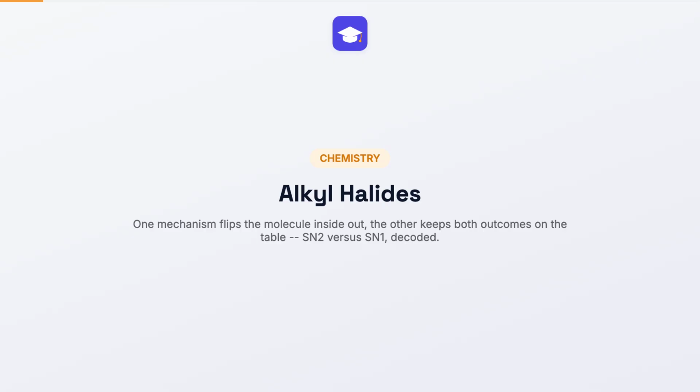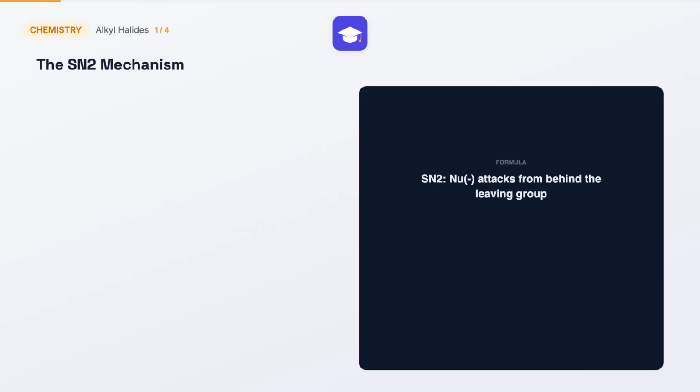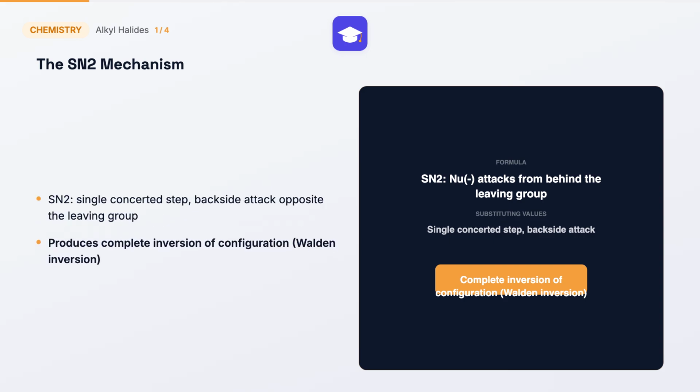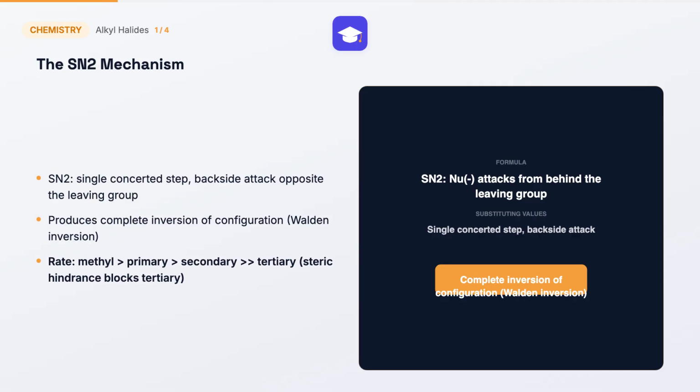Today's topic is nucleophilic substitution reactions and their stereochemical aspects. Let's begin. In an SN2 reaction, the incoming nucleophile attacks the electrophilic carbon from the side directly opposite the leaving group. In a single, concerted step, this backside attack forces the other three substituents to flip through like an umbrella turning inside out in the wind, producing a complete inversion of configuration at that carbon, called Walden inversion.